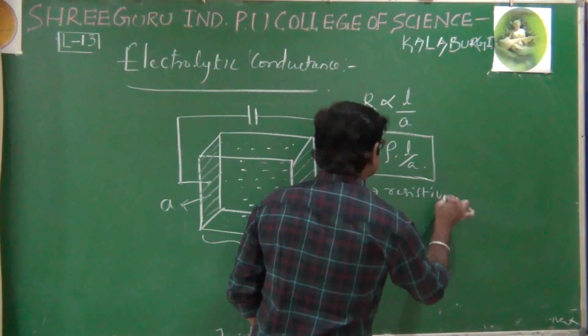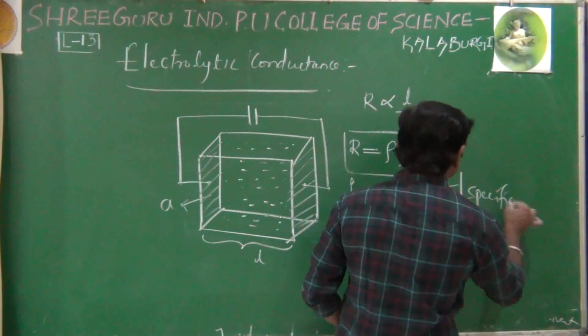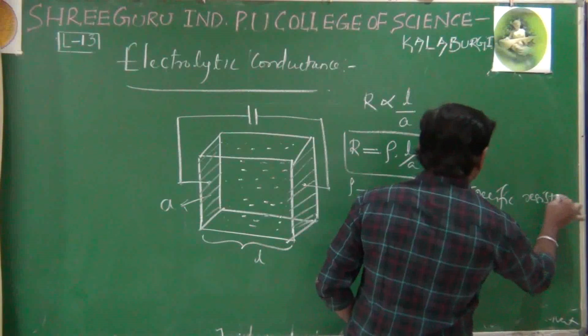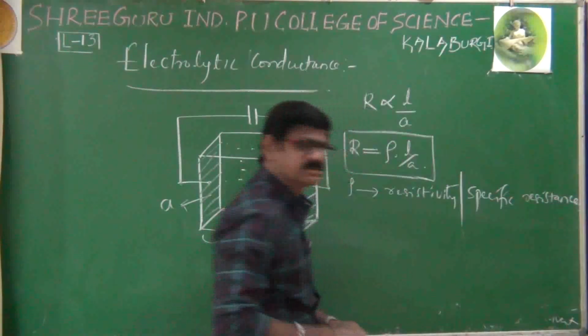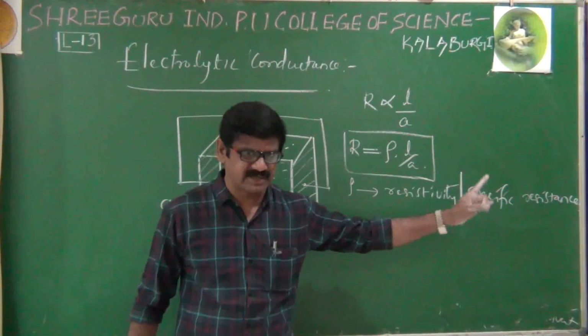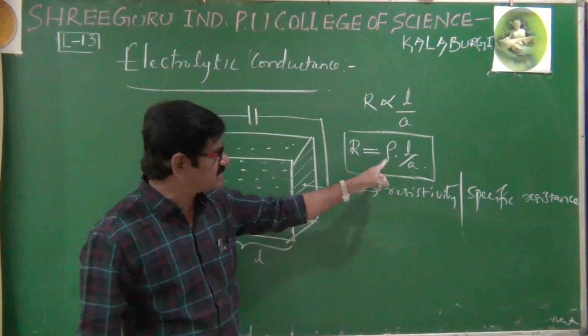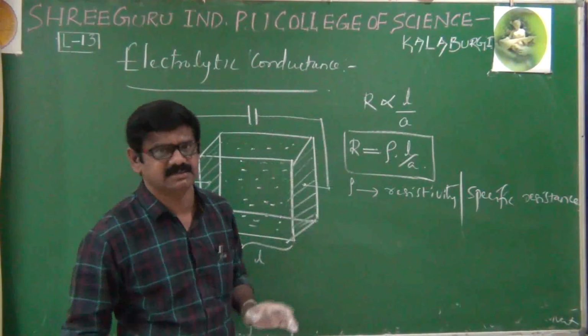Resistivity, or it is also called specific resistance. Rho is nothing but resistivity, nothing but specific resistance. See here, in the resistance formula only resistivity will come, that's it.